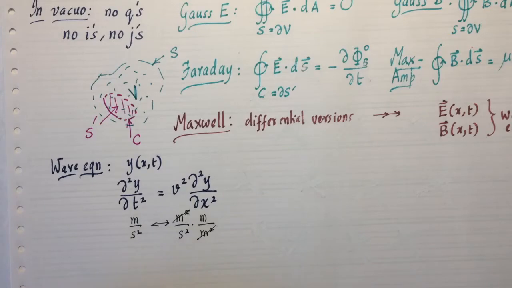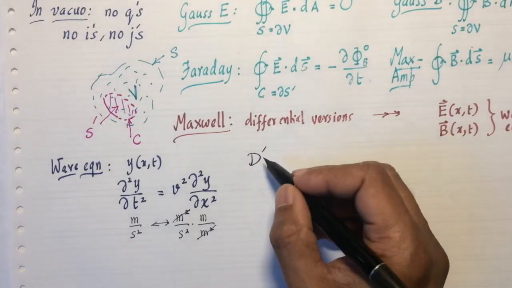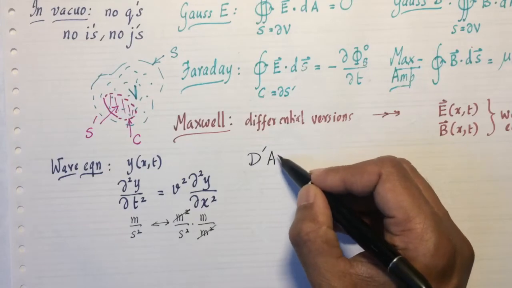Now, a very famous mathematical physicist known as D'Alembert, you spell his name as D'Alembert, but you write it like this.